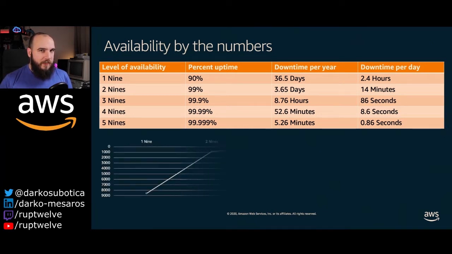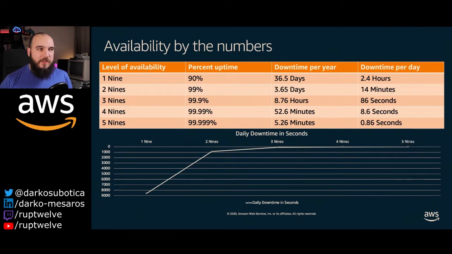0.86 seconds of downtime per day, which is 5.5 minutes per year. So if we look at some graph along with this, we actually see this. As we reach the higher number of nines, the less and less time we can have available to actually do something, or actually to put in a system not being available, right?